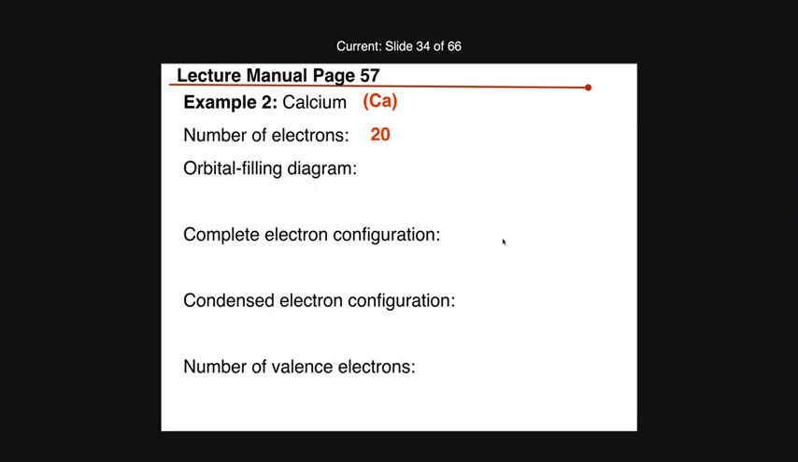It can be the one that is pre-filled with the quantum numbers, or it can be just the blank one. I highly recommend using the blank one, so that it reinforces your understanding. Okay, and I want you to start to do orbital filling diagrams, complete electron configuration, condensed electron configuration, and also tell me about the number of valence electrons.